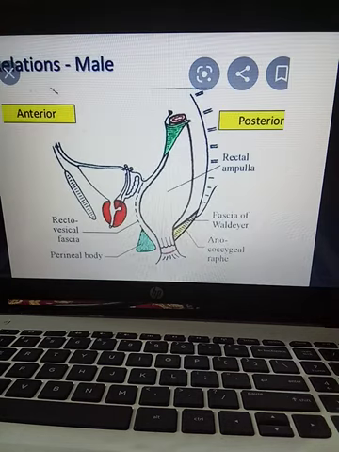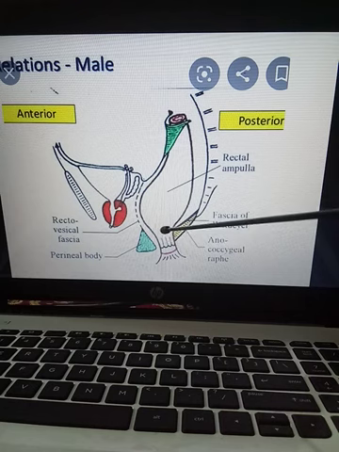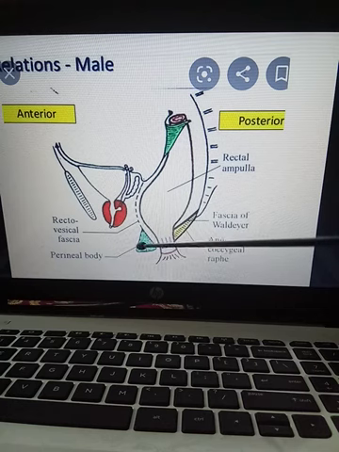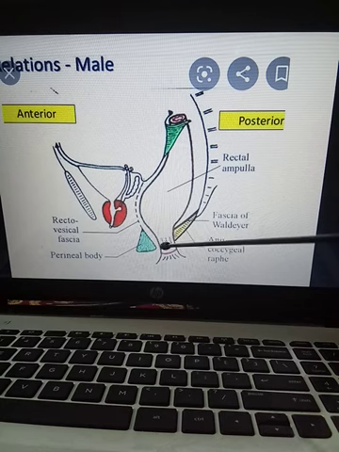After that come its relations. As you can see, this is your anus. Anteriorly, in both sexes, you have the perineal body, which we will be discussing in further classes.